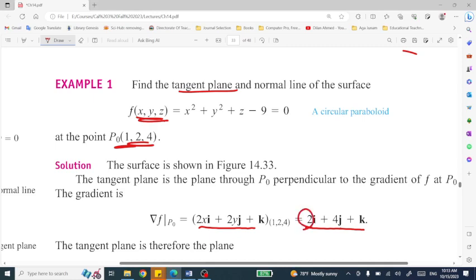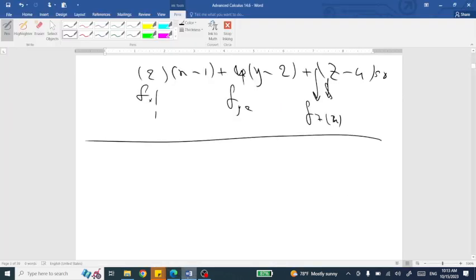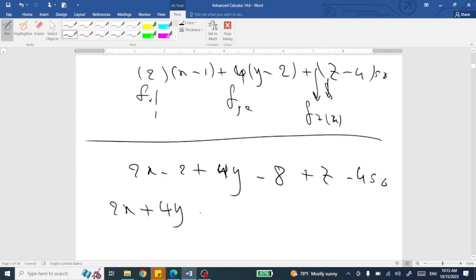fx at the point is 2, fy is 4, fz is 1. So 2x minus 1 times i and j... so 4y minus 2, 1 z minus 4. So 2x minus 2, 4y minus 8, 1z minus 4 equal to 0. 2x plus 4y plus z equals minus 2 minus 10 minus 14.